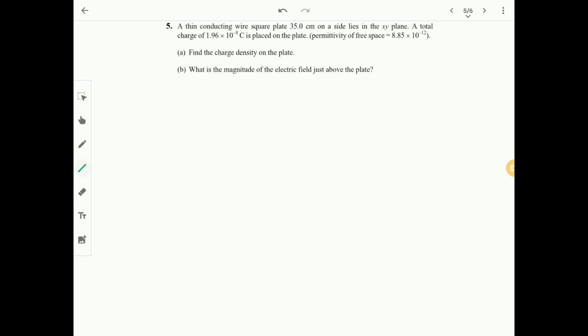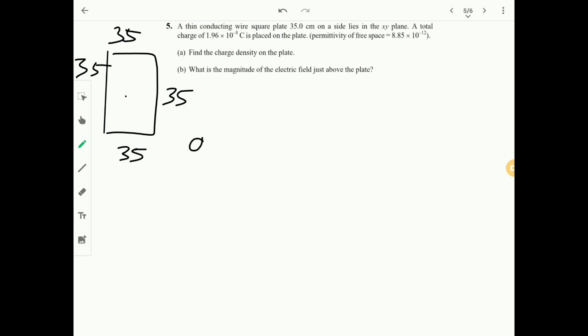One question that some of you may be having is, we only learned the formula for the infinite uniform plate, right? But since this is a plate only 35 centimeters to a side, this is not infinite. But when they say just above the plate, we are so close to the plate that when you consider the size, it seems infinite. That's the trick here. So now we'll do part A. I'll give you guys a few seconds.